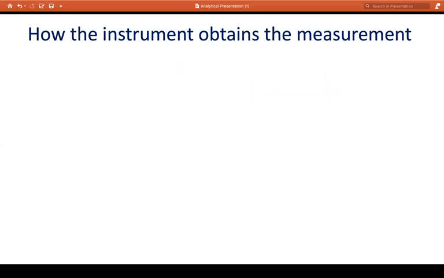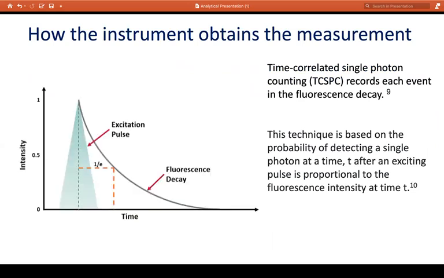So, time-correlated single photon counting records each event in fluorescence decay. By comparing the timing of the pulsed excitation source, like a laser or LED, with the timing of the arrival of single photons, a detector can reconstruct the lifetime decay over many events. This technique is based on the probability of detecting a single photon at time t after an exciting pulse is proportional to the fluorescence intensity at time t. So you can see the equation below.